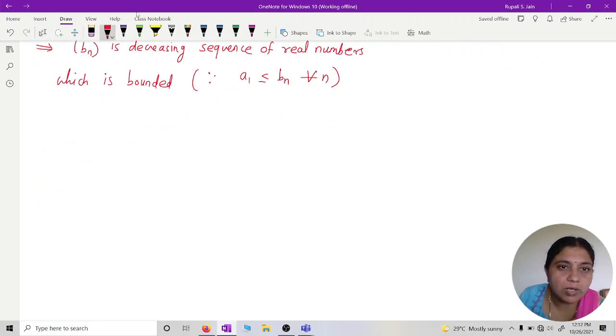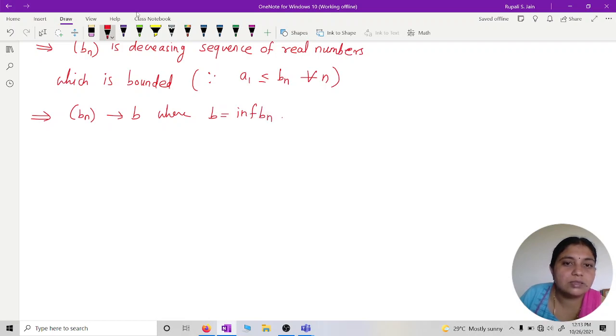So it is a decreasing bounded sequence. In yesterday's lecture we proved every monotone bounded sequence of real numbers converges, and if it is increasing it will converge to its supremum. If it is decreasing it will converge to its infimum. So since it is a decreasing sequence, Bn will converge to B, where B is the infimum of Bn. Is that clear up to now?